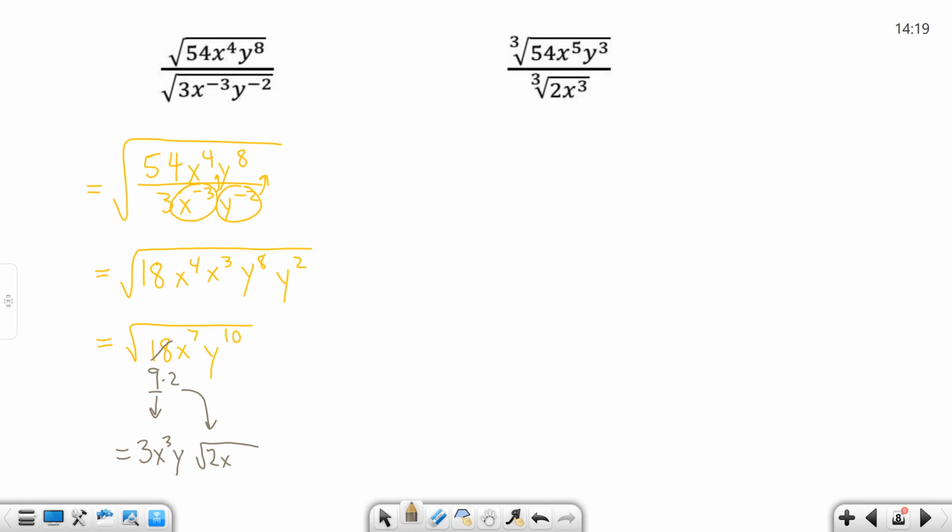And then y to the what? 10 divided by 2, or 2 goes into 10 5 times. And how many y's are left over? None, right? Not a single y left over. So we don't put any y's under our radical. So I'm going to clear that up just a little bit. And so 3x cubed, y to the 5th, times the square root of 2x, and that is our final answer here.